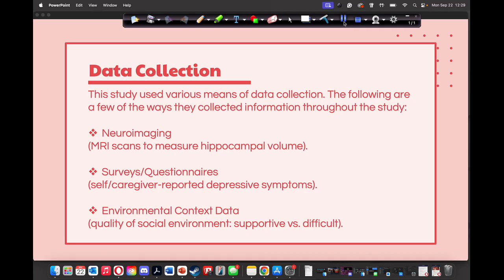So again, the study used various means to collect said data. They used neuroimaging or MRI scans to measure the hippocampal volume, surveys and questionnaires, both taken by oneself and caregivers. So it was reported by both the individual participants and the caregivers watching over said participants for depressive symptoms, and environmental context data. So the quality of social environments, whether they're supportive or difficult.